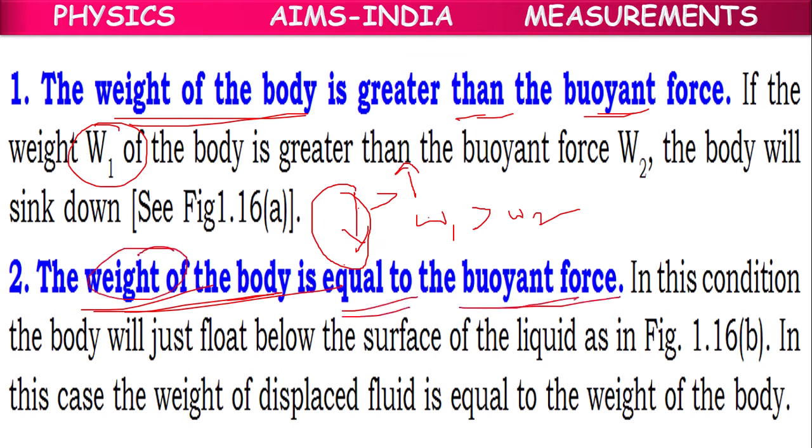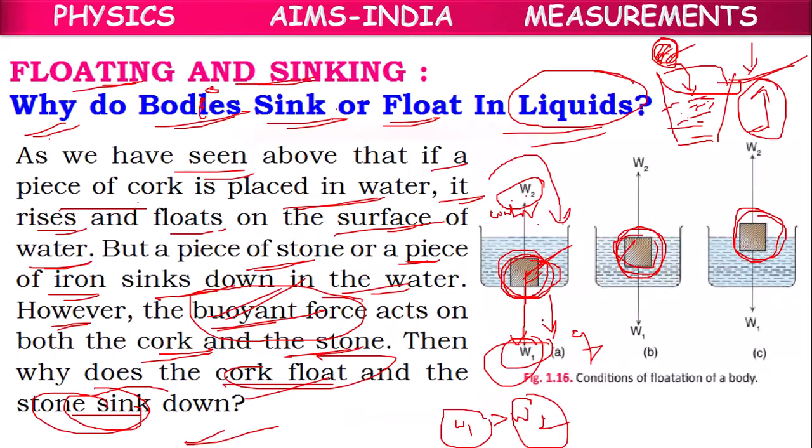Meaning downward force equals buoyant force. In this condition, the body will just float below the surface of the liquid. It won't go above the surface, it just floats below the surface of the liquid. In what case? If W1 equals W2.